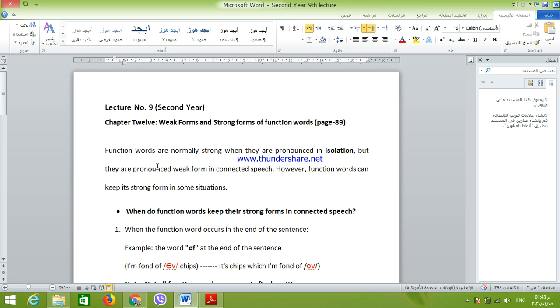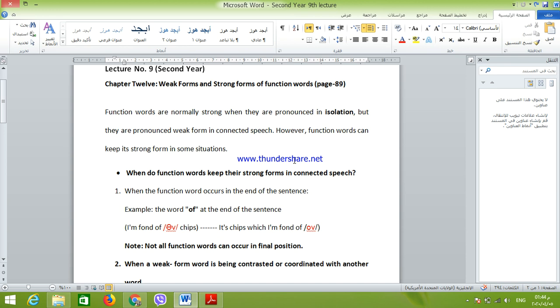Lecture number 9. It is about weak forms and strong forms of function words. That is still in chapter 12. We have stated in the previous lecture that function words are pronounced in their weak forms when they are in connected speech. However, when they are pronounced alone, that is in isolation, they are pronounced in their strong forms. But in connected speech, they become weak.